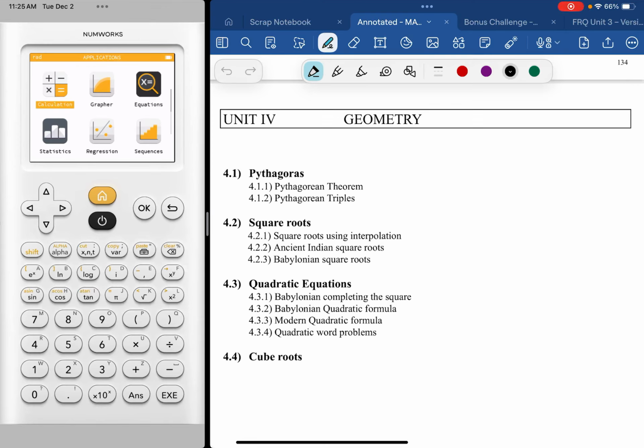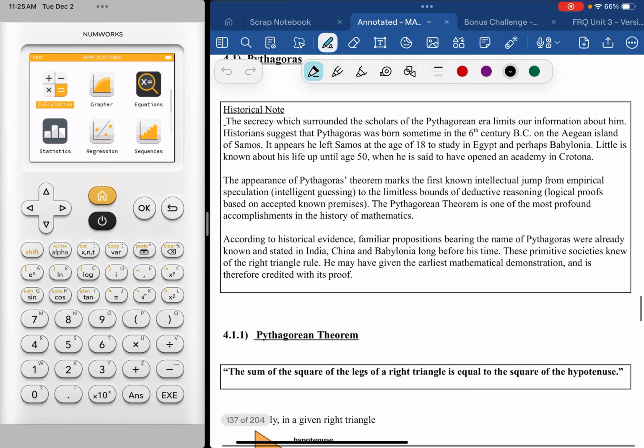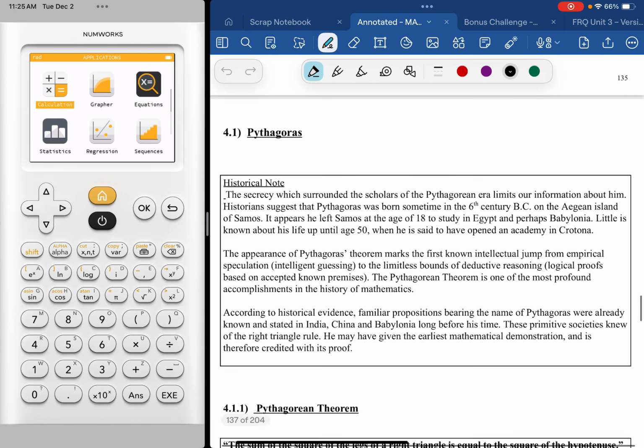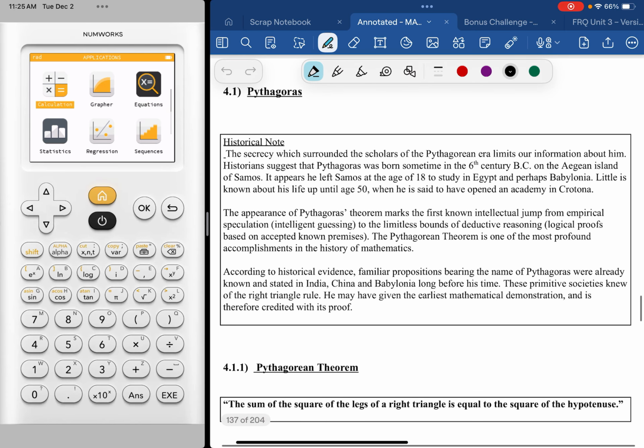All right, so we're looking at Unit 4 now. Pythagorean theorem, Pythagorean triples. And we'll get into square roots and quadratics and some cube roots. All right, so for now we're going to look at the Pythagorean theorem, some historical context here for you so you could read through that.